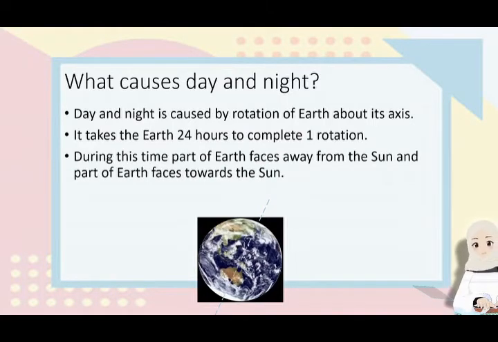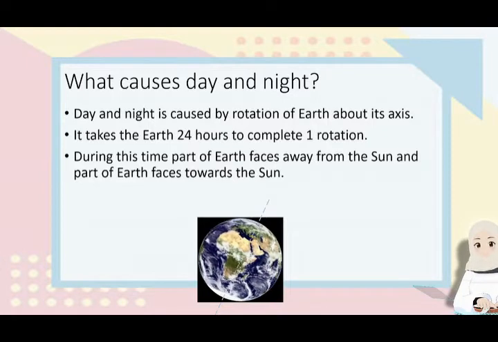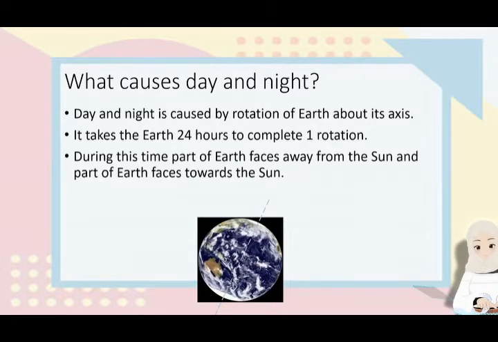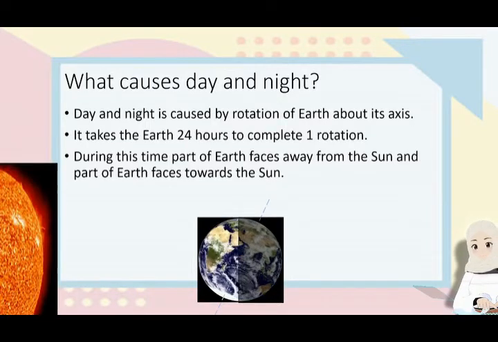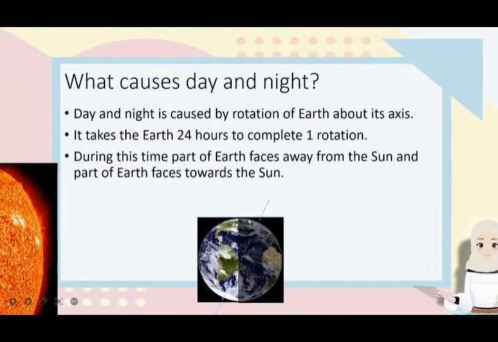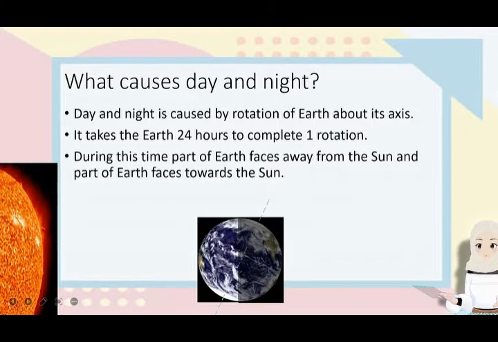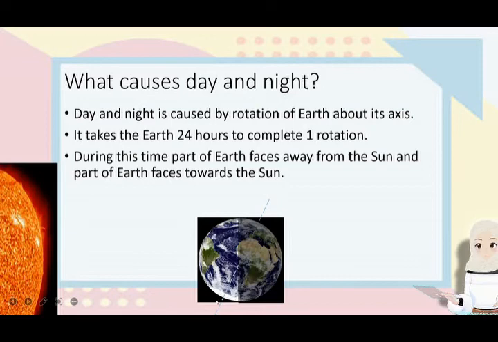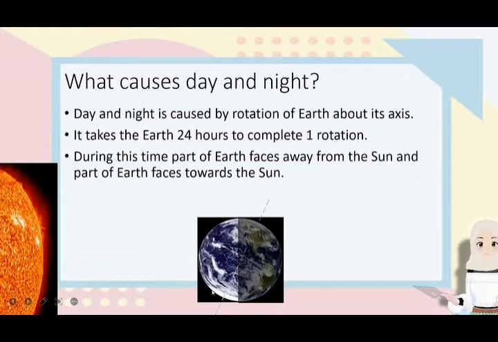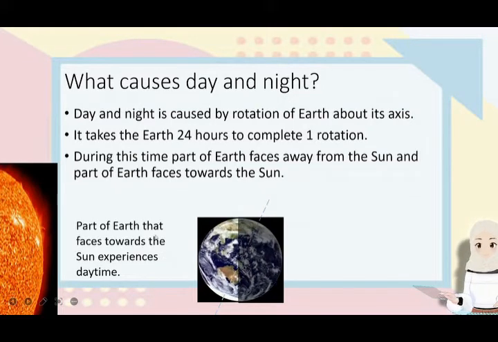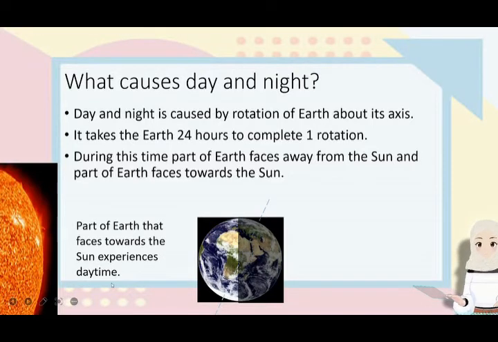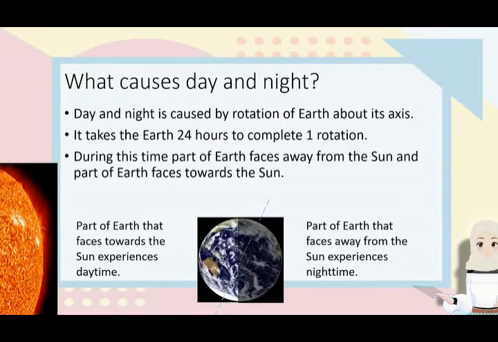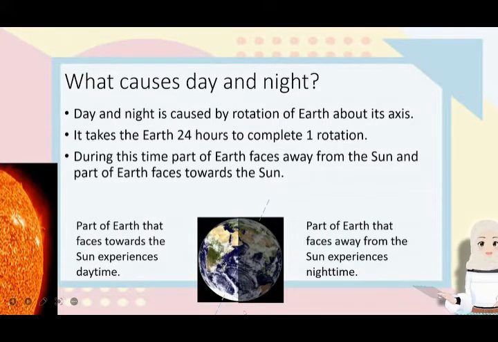So, during this time, part of Earth faces away from the Sun and part of Earth faces towards the Sun. So, first, kami ada matahari. So, since ada matahari, you can see ada separuh bumi atau pagi, ada separuh bumi atau malam. Ada cahaya, nada cahaya. So, yang ada cahaya itu experiences daytime, pagi. And yang arah gelap experiences nighttime, malam.